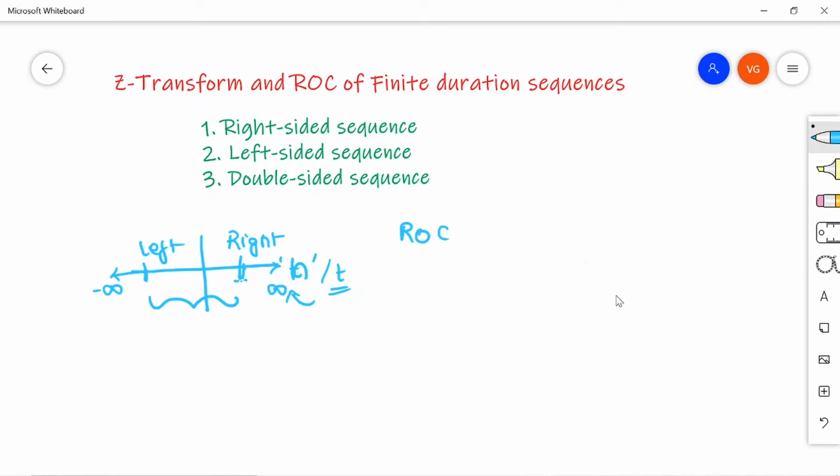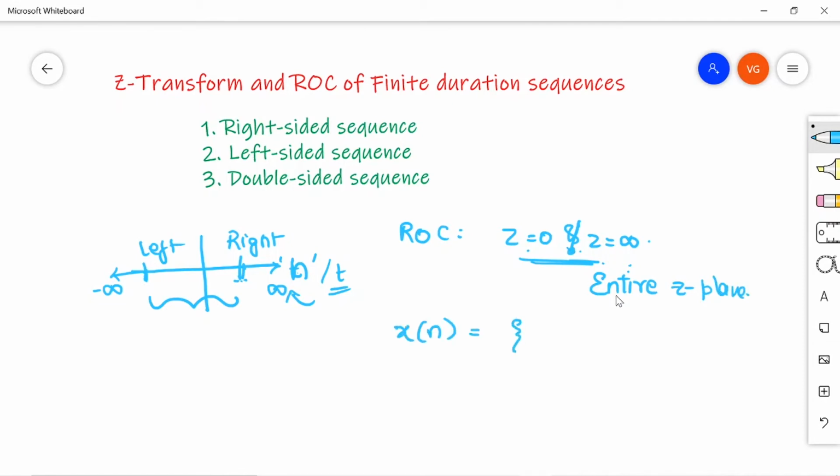So the ROC is the entire Z plane except at z is equal to 0 and z is equal to infinity, right? Except these two, the entire Z plane is the region of convergence. So the signal looks like this.